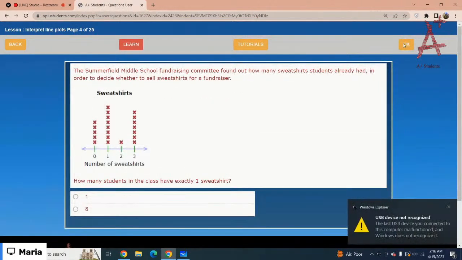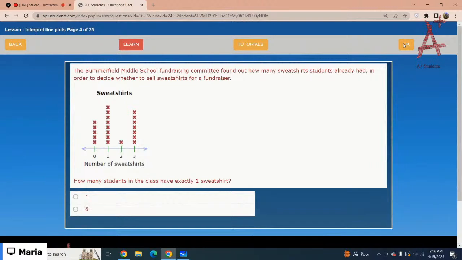The Summerfield Middle School fundraising committee found out how many sweatshirts students already had in order to decide whether to sell sweatshirts for a fundraiser. How many students in class have exactly one sweatshirt? Got it? So just look at the frequency of the one. It would be one, two, three, four, five, six, seven, eight. I think yes, that would be eight. The correct option is eight.